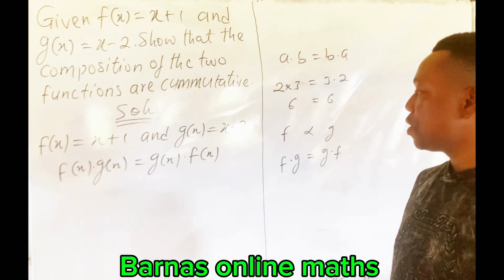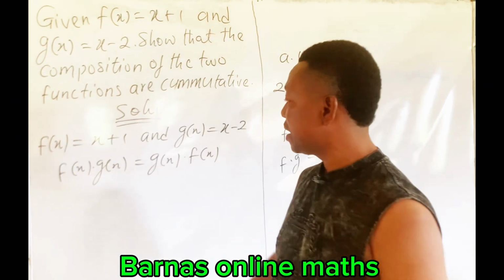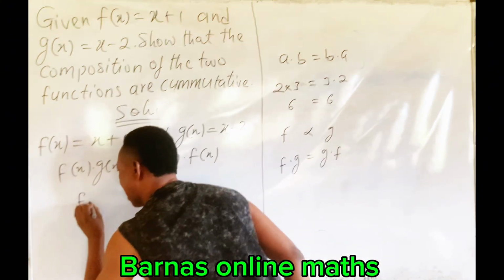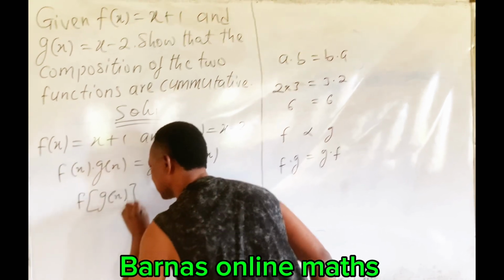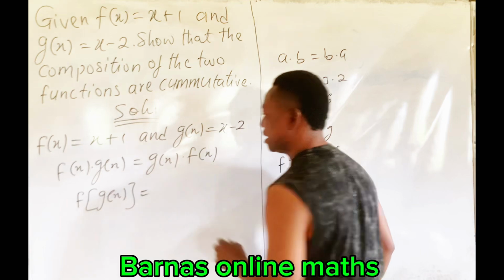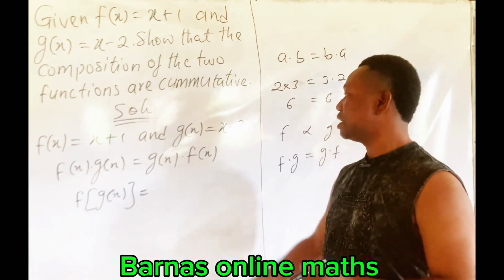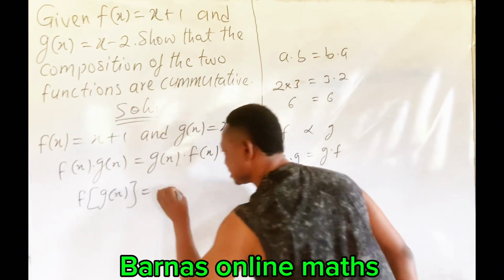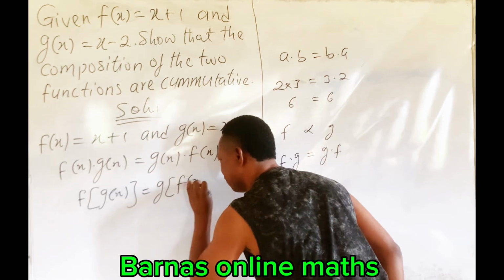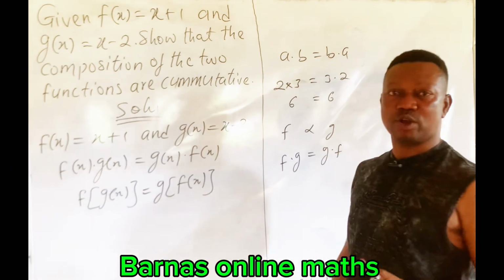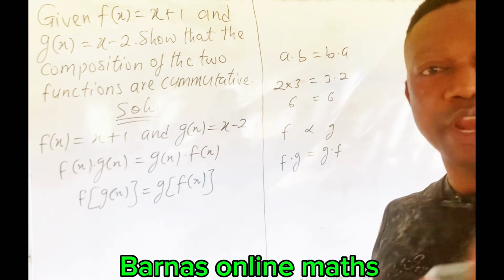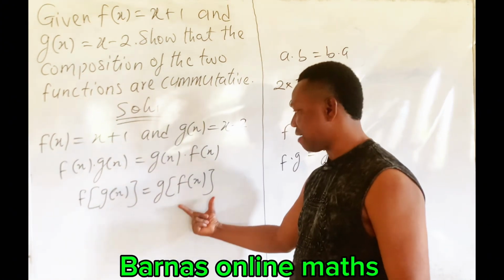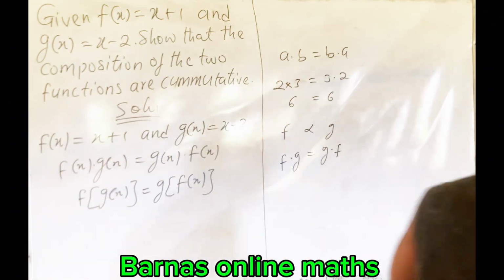And you must know that since it is a composite function, f of x dot g of x is the same thing as f of g of x, and again g of x dot f of x is the same thing as g of f of x. Remember, they are said to be composite functions. So we need to show that the left hand side is equal to the right hand side. Okay, let's do that.